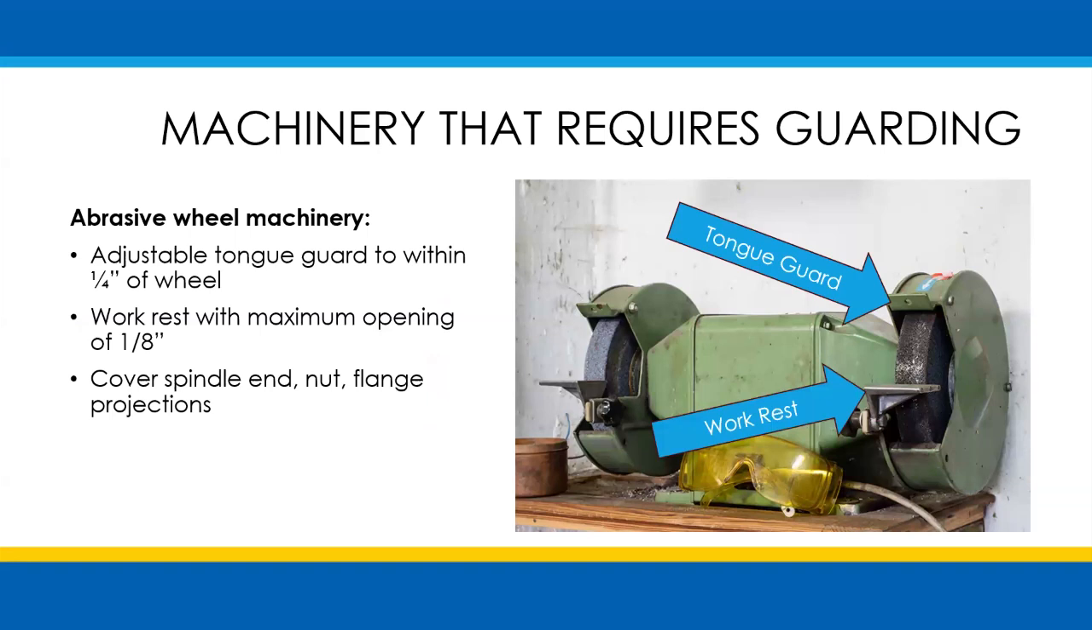Abrasive wheel machinery like a bench grinder requires a variety of guards. The tongue guard on the top part of the wheel should be adjustable and never have a gap greater than 1/4 of an inch between it and the wheel. The work rest should have a maximum opening of 1/8 of an inch and be adjusted as the wheel wears down. The spindle end, nut, and flange projections on the grinder should also be covered by a guard.